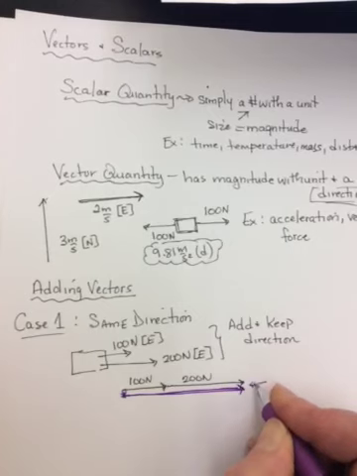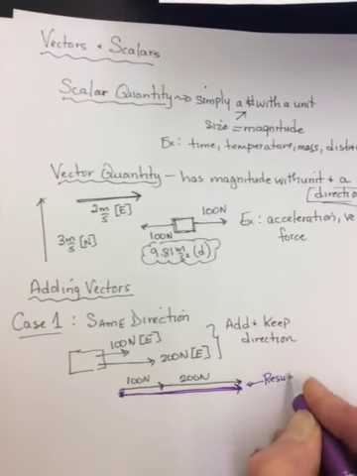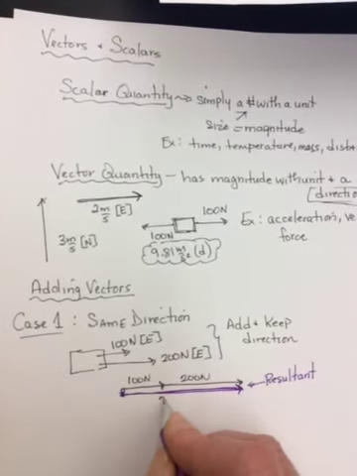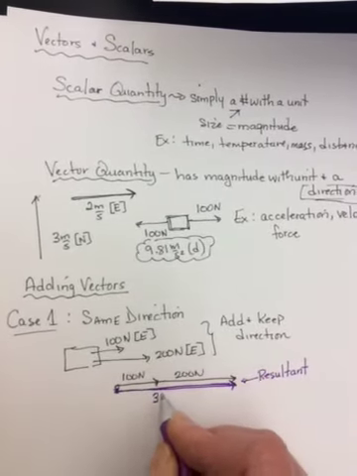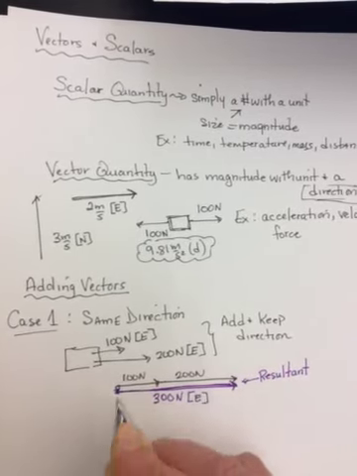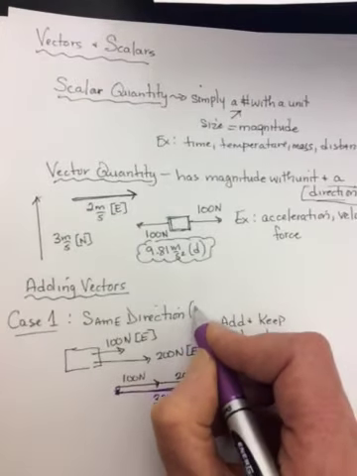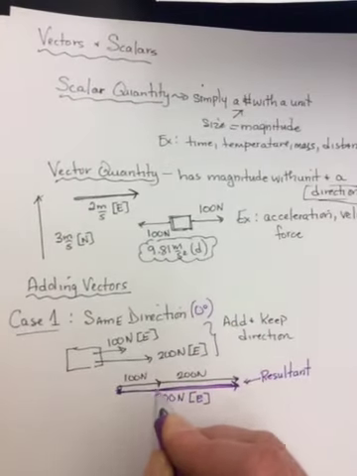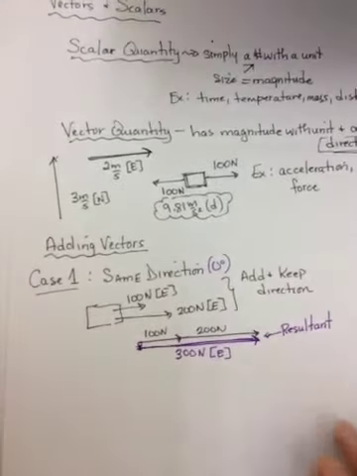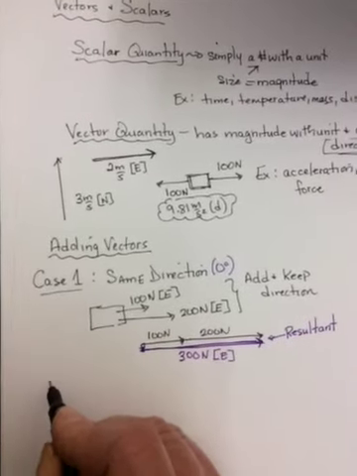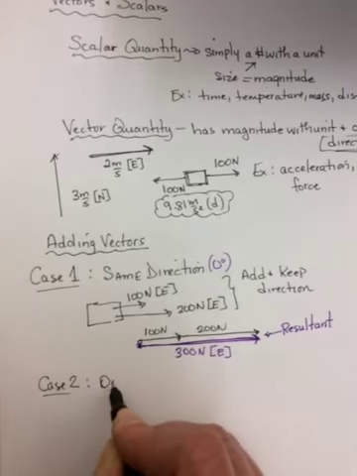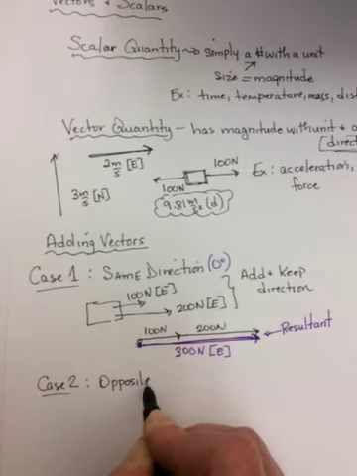This vector is called the resultant because it's the resulting vector from adding them together. And so the rule is add and keep the direction. So this would be 300 newtons east. That's case 1. When they're going in the same direction, we say there's a 0 degree angle between them, right? If you had a protractor and you laid it along there, it would be at 0. That's case 1. Case 2 is also borderline common sense. Case 2 is when they're going in opposite directions.